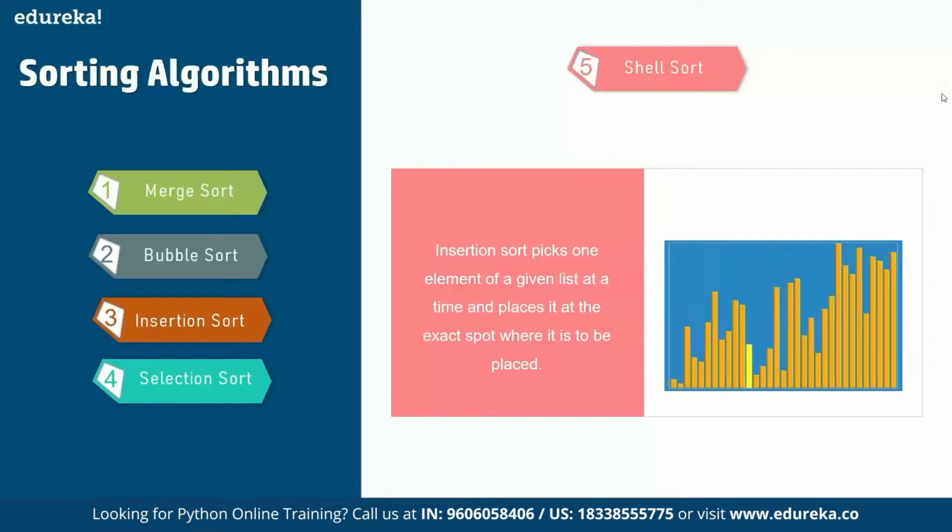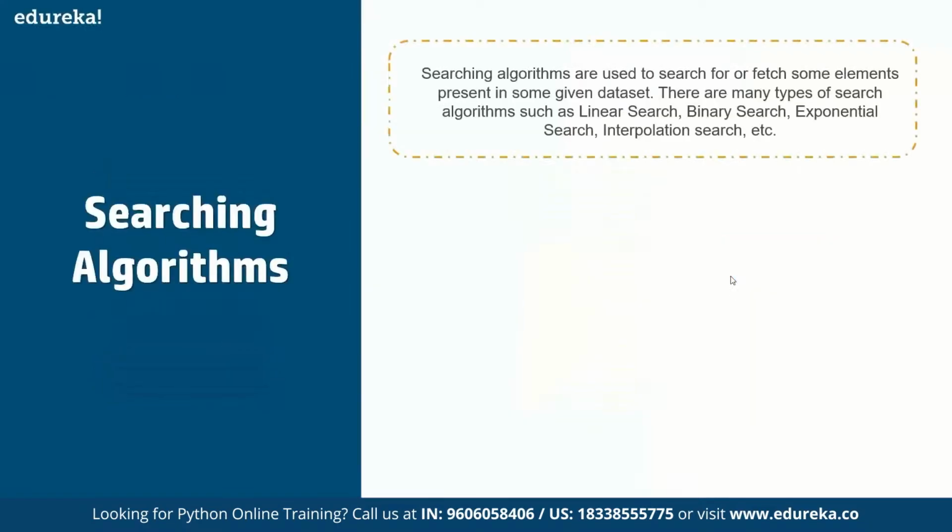As a part of sorting, those are the algorithms followed in data structures. Then we have the searching algorithm. In terms of searching, algorithms are basically used to search for, or we can say fetch, some elements present in some given data set. There are many types of search algorithms, such as linear search, binary search, exponential search, and then we have interpolation search, and so on.